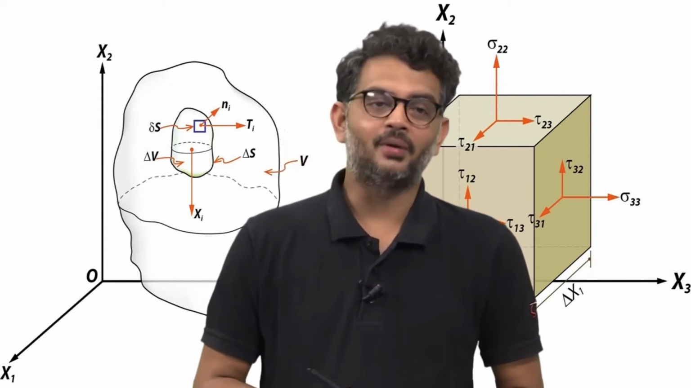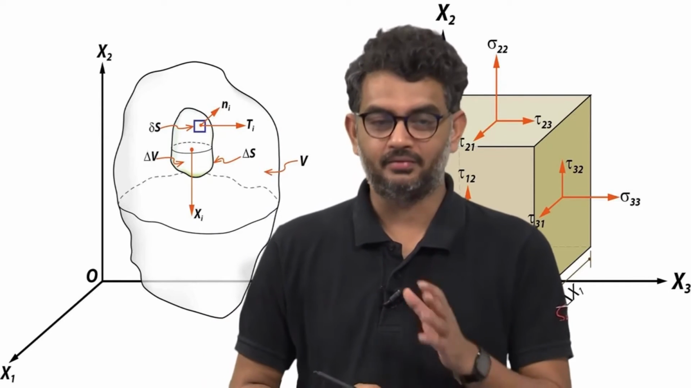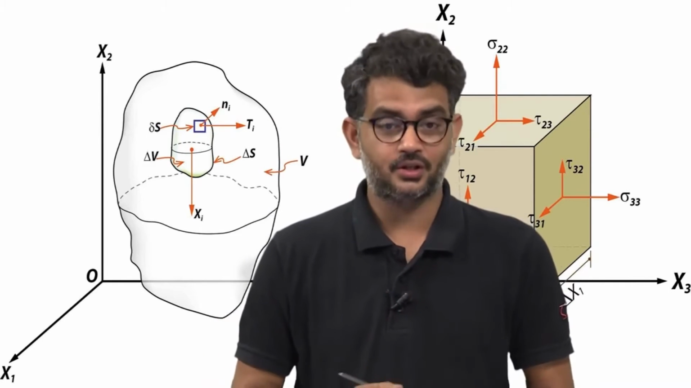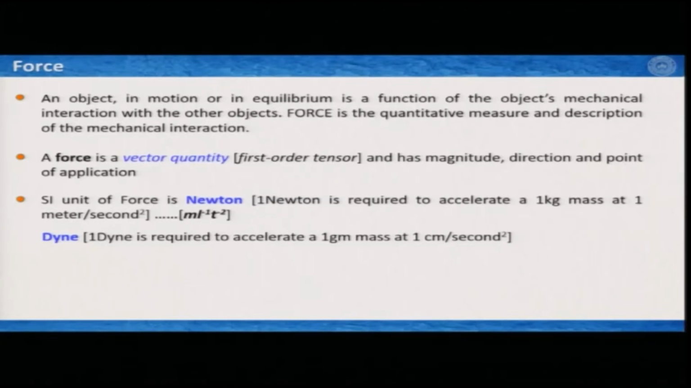Now, force we know from high school level is a vector quantity, that means it is a first order tensor. Now, this is a new term maybe you are hearing. We will not go into the detail of what is a tensor, but any scalar quantity we call zeroth order tensor, that means it has only magnitude, no directions. Vectors have magnitude and directions.